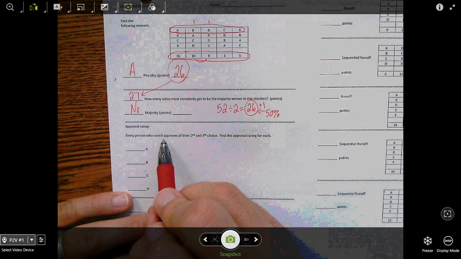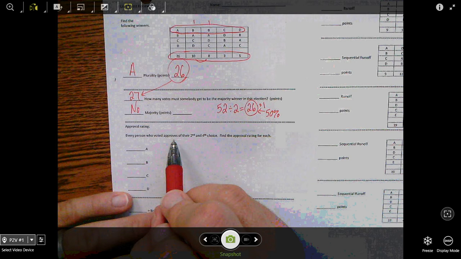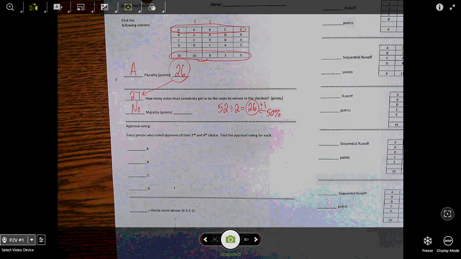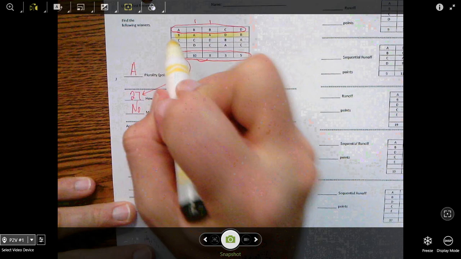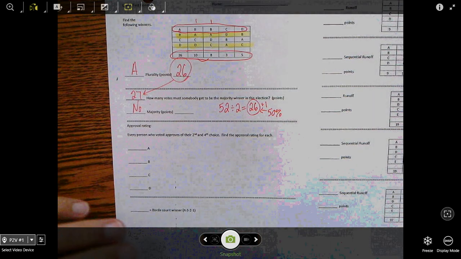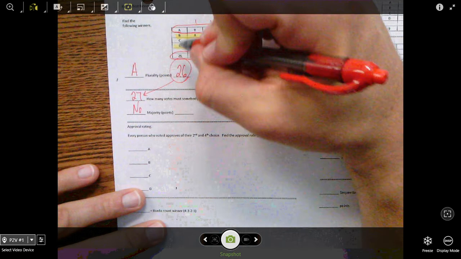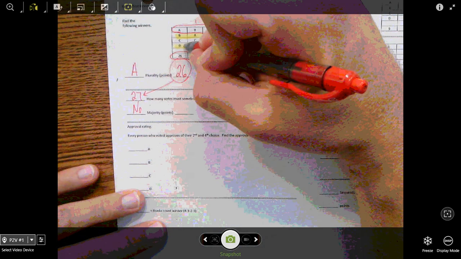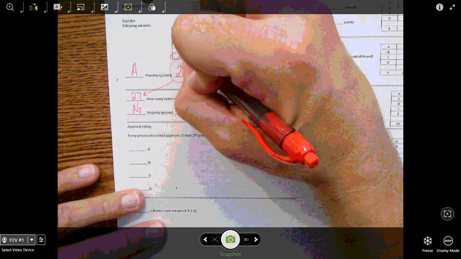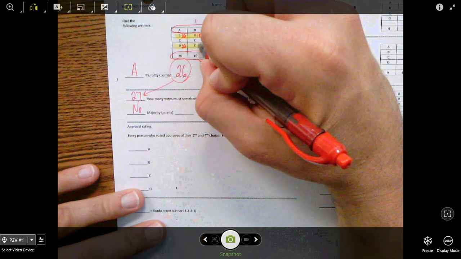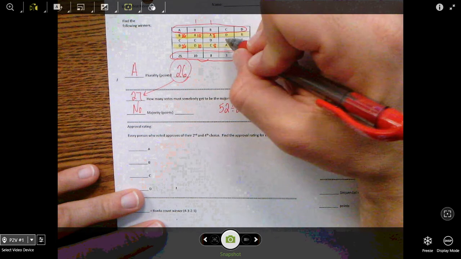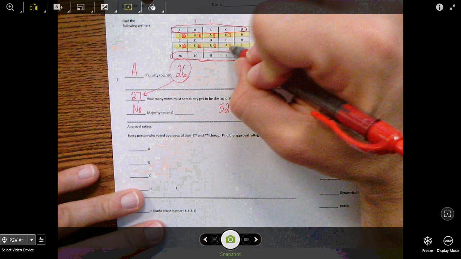Approval rating: every person who voted approves of their second and fourth choice. So all I'm doing is focusing on my second and fourth choice. Anybody that's in second place or anybody that's in fourth place will get the votes of 26. So that means B gets 26, D gets 26. A gets 10, D gets 10. A gets 8, C gets 8. Notice it's only second and fourth. D is 3, A is 3, B is 5, C is 5.